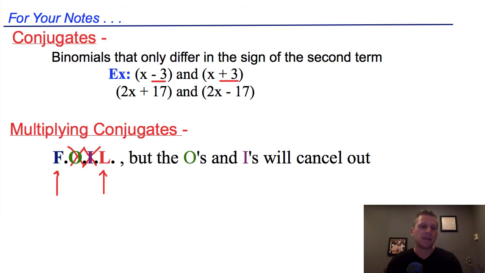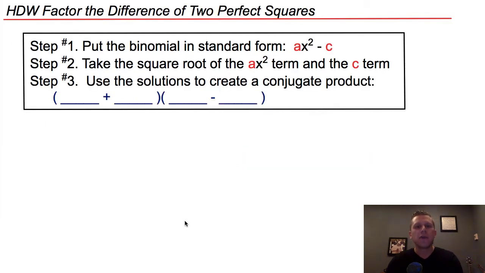So let's look at how to do this. If you want to factor by the difference of two perfect squares, the first thing is you need to have the binomial in this standard form. Now, it's the difference of two perfect squares, so notice there are only two terms. There's this ax squared term, and then there's a constant term separated by a minus sign. It can't be a plus sign, it has to be a minus sign.